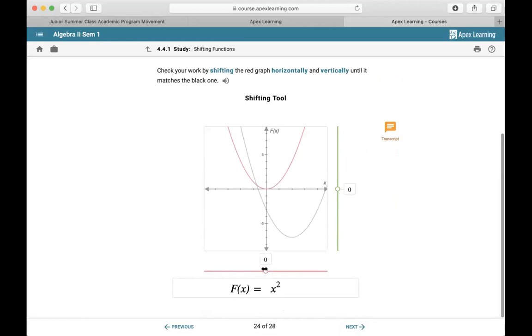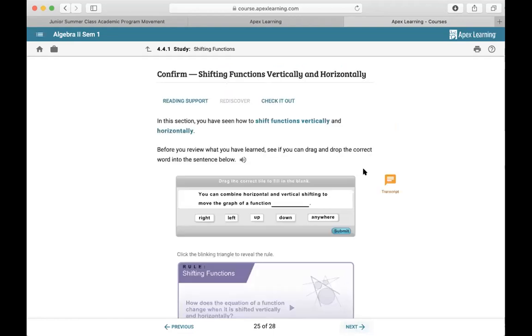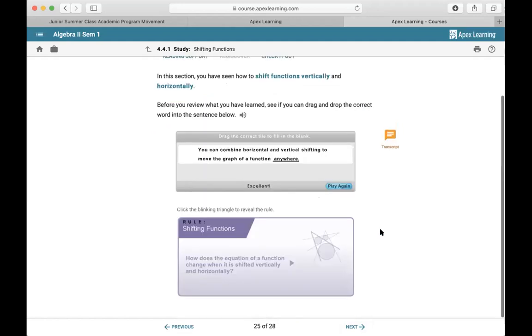And again, it's just all about moving over, moving down. It's adding both of those steps that we just worked on together. So you can combine horizontal and vertical shifting to move the function of a graph literally anywhere. You can move it anywhere. And we talk about it again as moving horizontally and then moving vertically, or vertically then horizontally. We don't talk about moving diagonally.